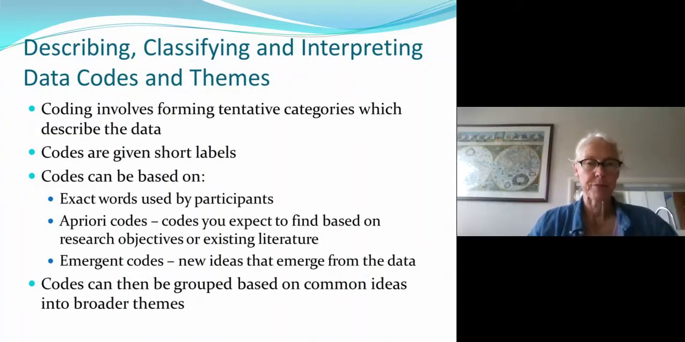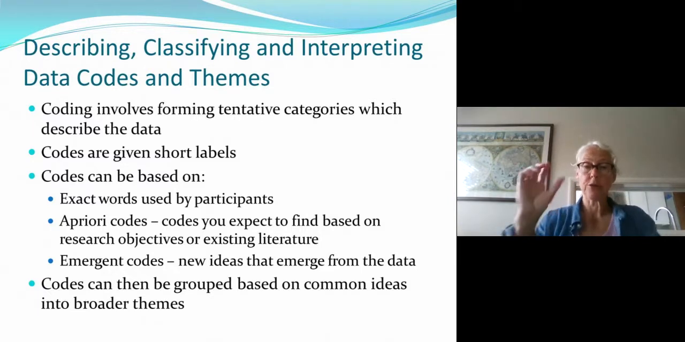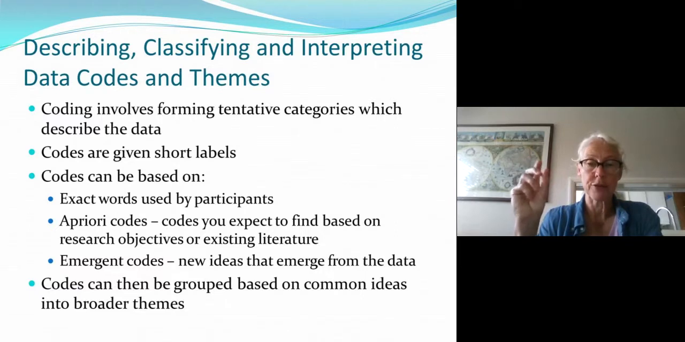Hello. So this recording has a rather long title, but basically what I'm talking about here is developing codes for qualitative data and then organising them into themes. So what we're doing when we code qualitative data, as that first bullet point says there, is we're forming tentative categories which describe the data. So basically codes are very short labels that we give to a piece of data.